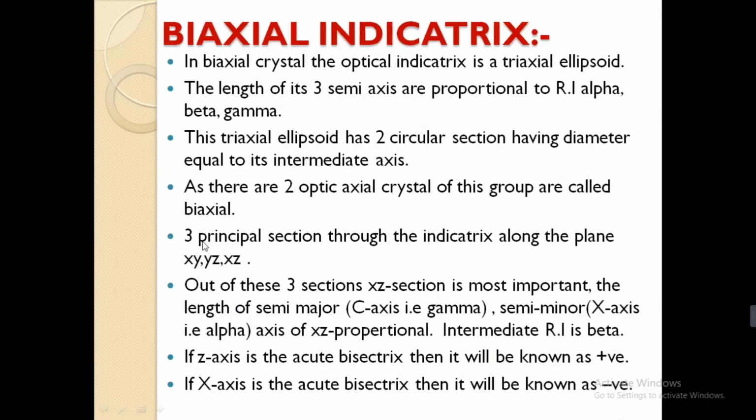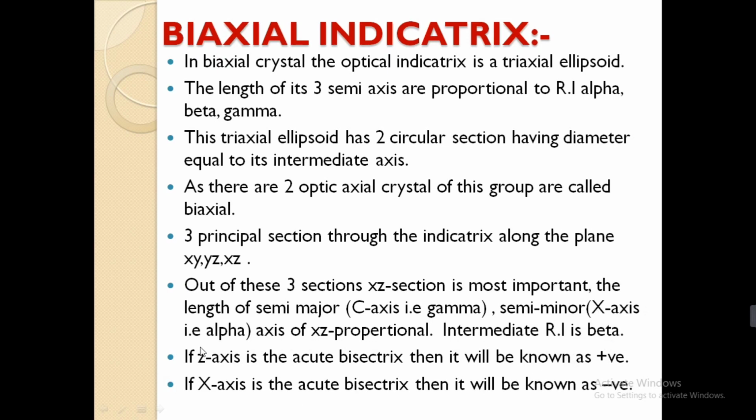Now, three principal sections cut through the indicatrix along the planes xy, yz and xz. Out of these three sections, the xz section is the most important. The length of the semi-major axis, which is the z-axis, is gamma, the refractive index along the z-axis. Similarly, the semi-minor axis, the x-axis, represents the refractive index alpha. The intermediate refractive index is beta, which represents the y-axis.